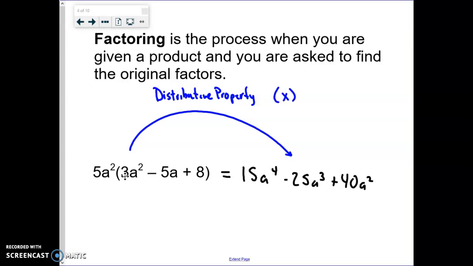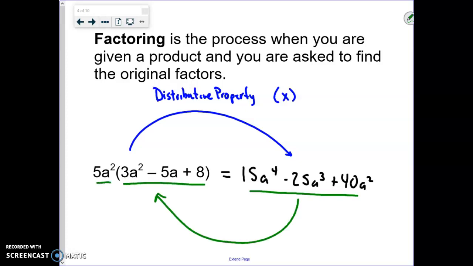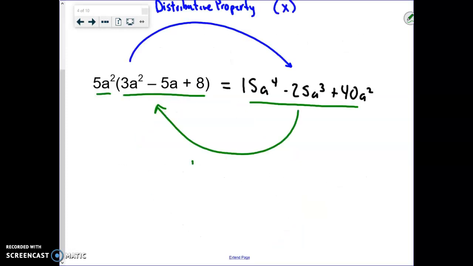Well, factoring works the opposite way. We take this product right here and we work backwards and figure out what are its factors. Okay? So that, ladies and gentlemen, is called factoring. And it is the inverse process of multiplication. Now, it's the inverse process of multiplying polynomials. So what's the inverse process of multiplication? You're going to be dividing.